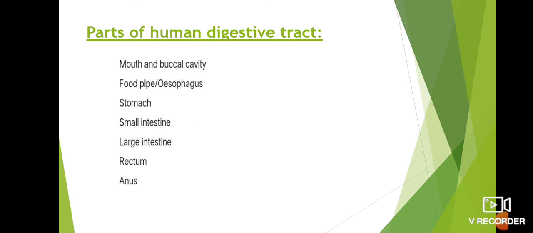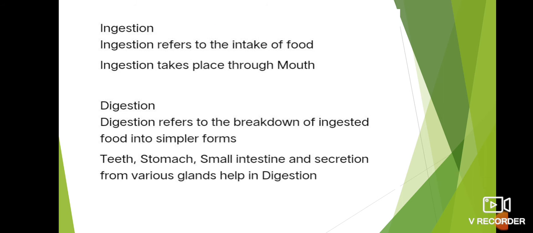Parts of the human digestive tract are mouth and buccal cavity, food pipe or esophagus, stomach, small intestine, large intestine, rectum, and anus. Next is ingestion. Then what do you mean by ingestion? It refers to the intake of food. Ingestion takes place through the mouth, means nothing but taking food. Intaking of food is called ingestion.